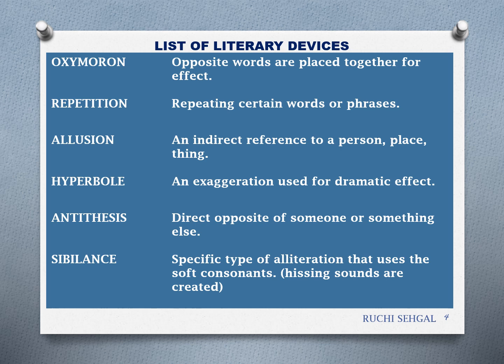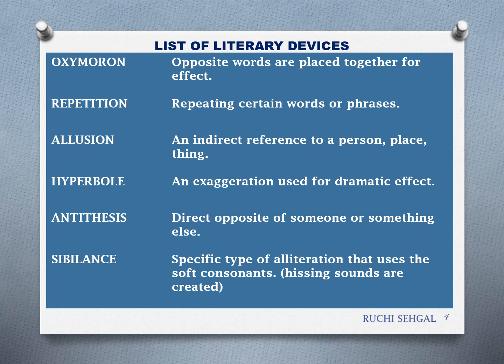Allusion is an indirect reference to a person, place or thing. Good example would be from your chapter Enemy, cardinal sin. Hyperbole is an exaggeration used for dramatic effect. This line, garbage to them is gold, is a very good example of hyperbole. Antithesis, direct opposite of someone or something else. Example, everything seems dead and later proves to be alive. Now this particular sentence is also an example of irony.